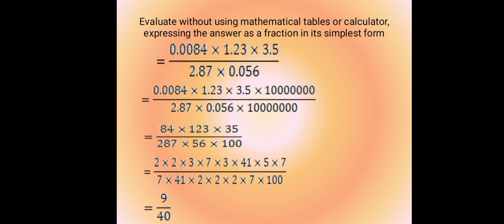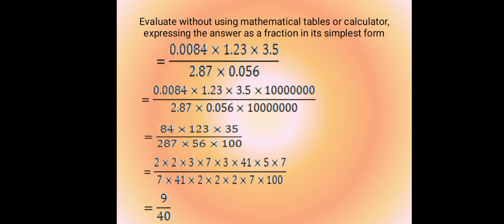35 we have 5 times 7. 123 we have 3 multiplied by 41. And then 84 we have 2 multiplied by 2 multiplied by 3 multiplied by 7. The factors of 287 we have 7 multiplied by 41. The factors of 56 we have 2 multiplied by 2 multiplied by 2 multiplied by 7. And then 100, let's just leave it like that.